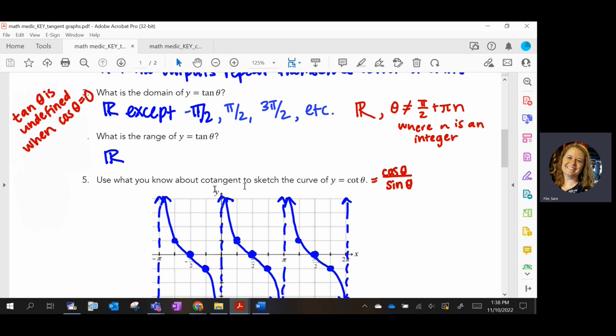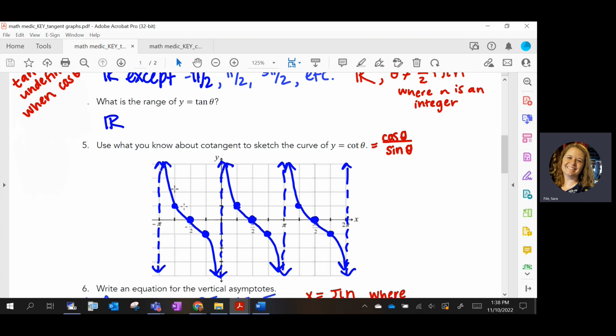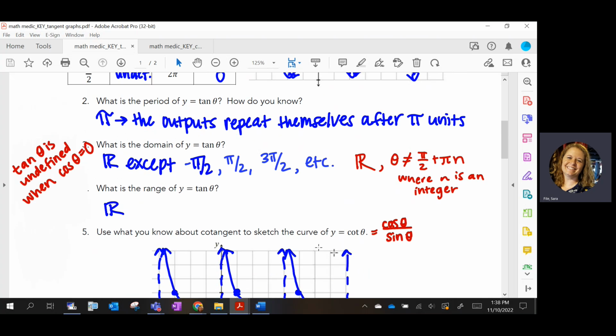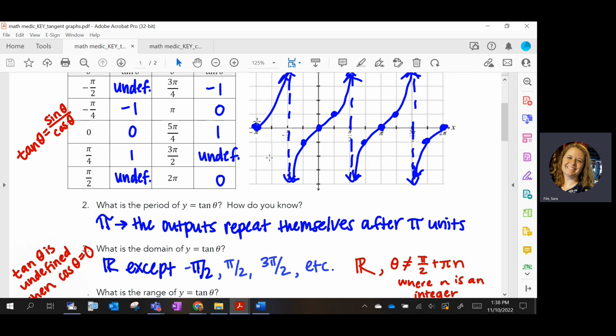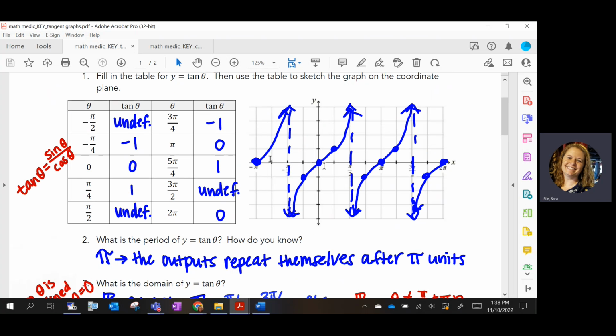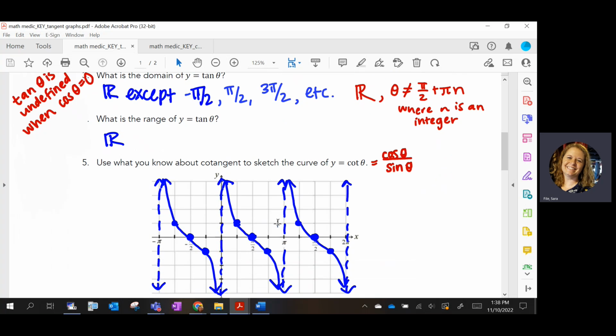Now, cotangent is the reciprocal of tangent, or it's cosine over sine instead of sine over cosine. So the only thing that changes is the direction of these curves between the asymptotes, and the location of the asymptotes. Here we had a 0 at the origin. Here for cotangent, you can see at the origin we have an asymptote because the reciprocal of 0 is undefined. So where tangent was 0, cotangent is undefined.